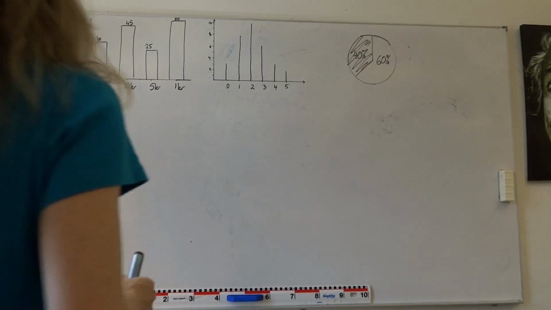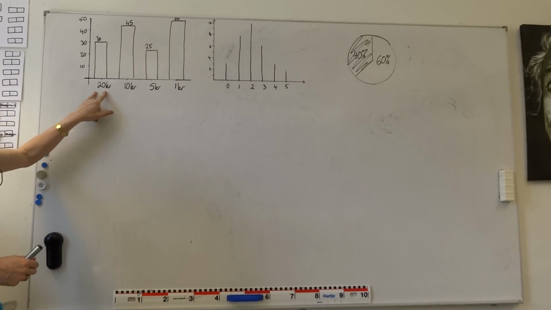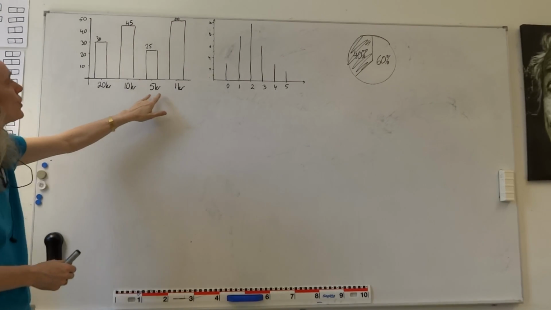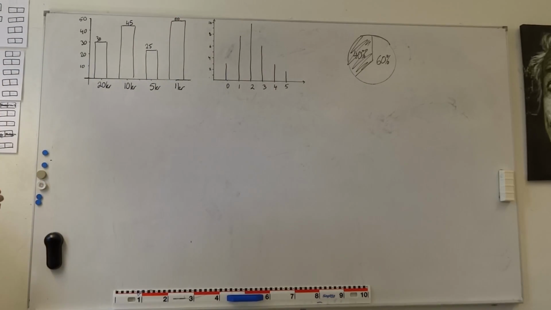So the first question is Emma, who's emptying her piggy bank, and she had 20 krona notes, 10 krona coins, 5 krona coins, and 1 kronas. And here are the amounts that she had.